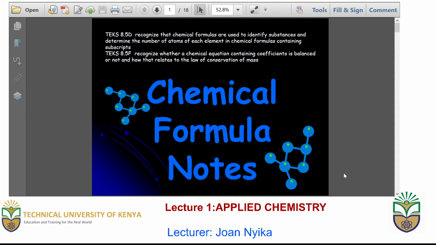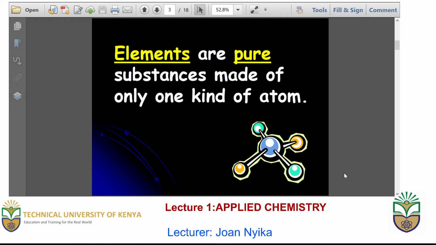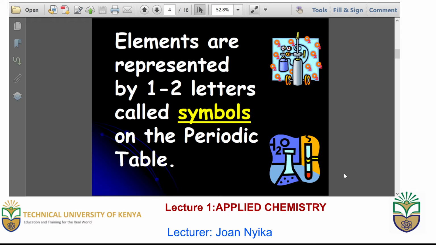Today we are going to continue from our previous class on chemical nomenclature, and today we are going to discuss chemical formulas. But we need to do a recap of our previous classes. In our previous classes we talked about atoms as the basic units of elements. That is, it is the smallest non-divisible part of an element. We also talked about elements as pure substances of only one kind of atom. We also talked about elements being represented by one or two letters called symbols on the periodic table.